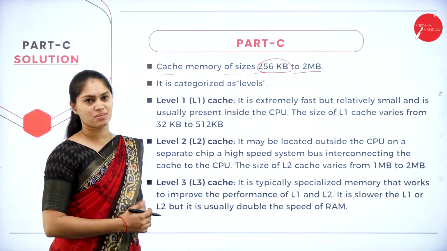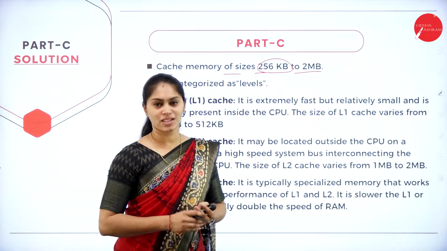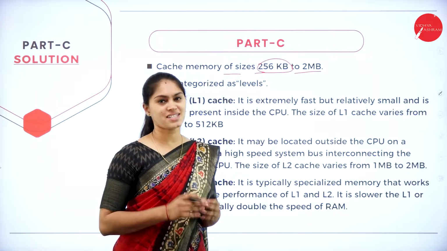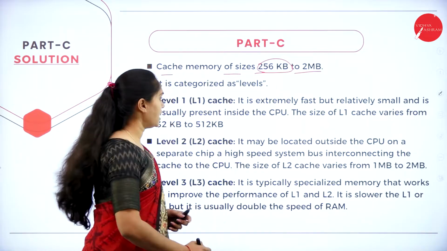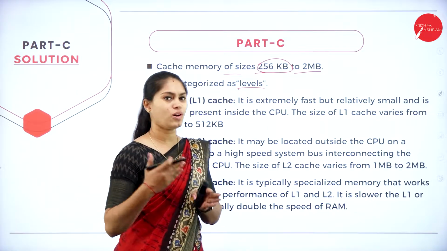Then what are its types? If you write the definition of a cache memory, you are going to get 1 mark. For the remaining 2 marks, you have to write its types. Types are nothing but its levels. It has 3 levels: level 1 cache memory, level 2 and level 3.